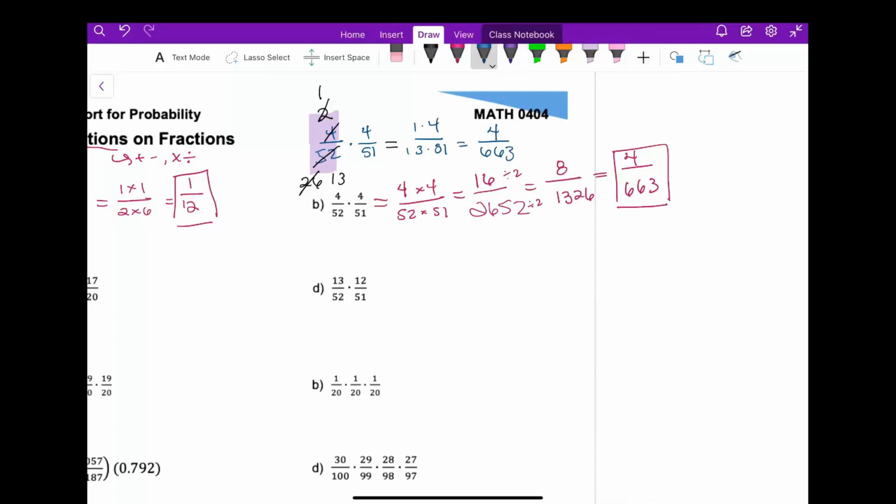So looking at this, I compare one last time. Are they both even? No. Are they both ending in 0 or 5? No. Are they both divisible by 3? No. Therefore, I am finished.